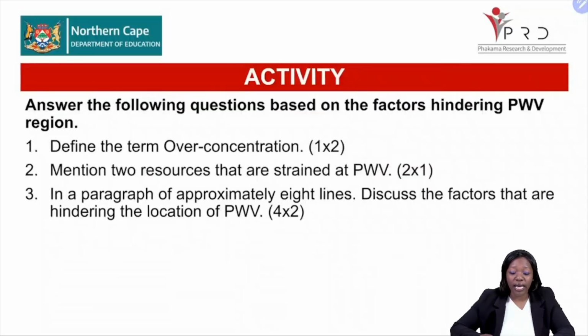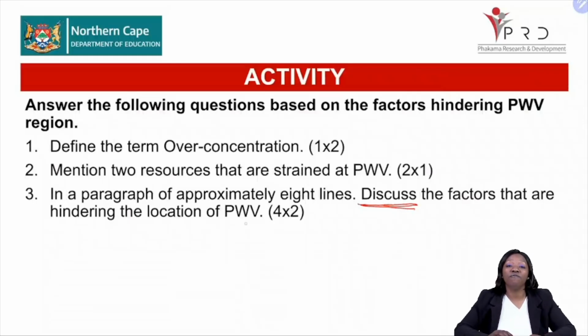Then we're looking at our activity. In our activity, you answer the following questions based on the factors that are hindering the PWV region. Number one, define the term over concentration. Then secondly, mention two resources that are strained in PWV. Then number three, in a paragraph question, you discuss the factors that are hindering the location of PWV.